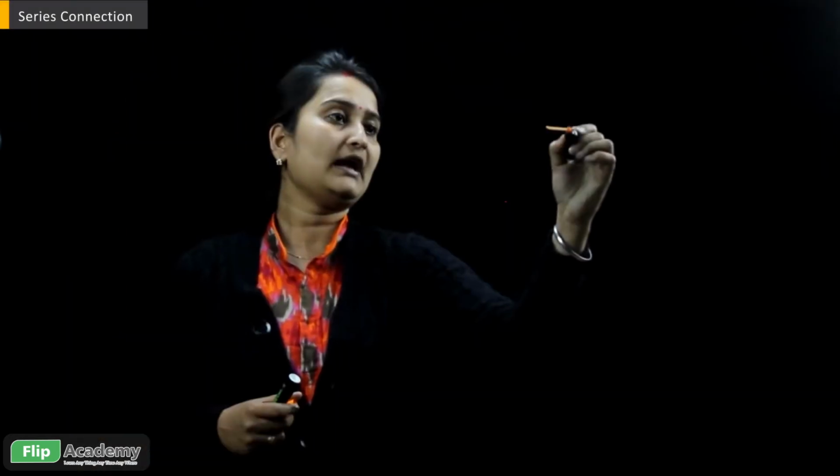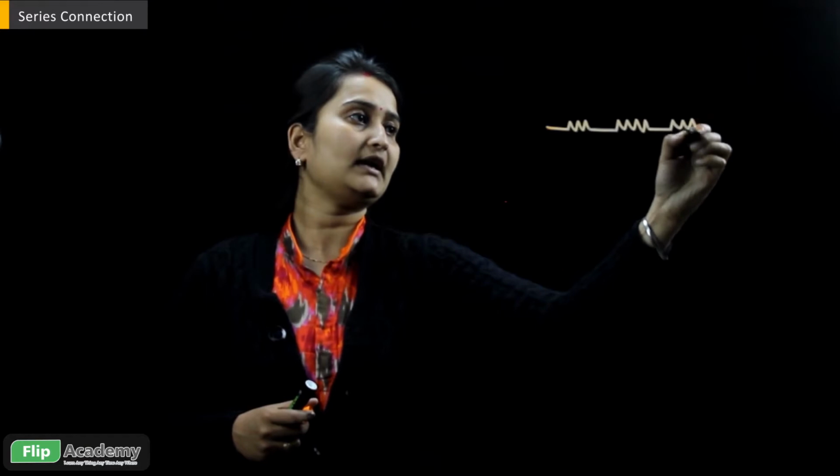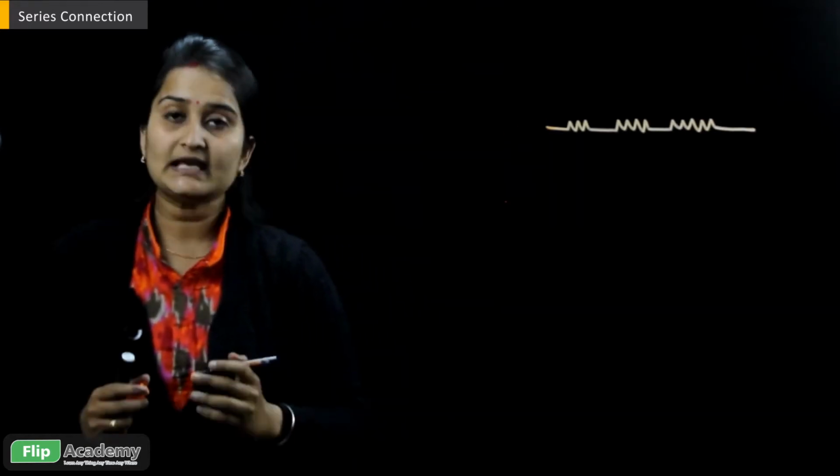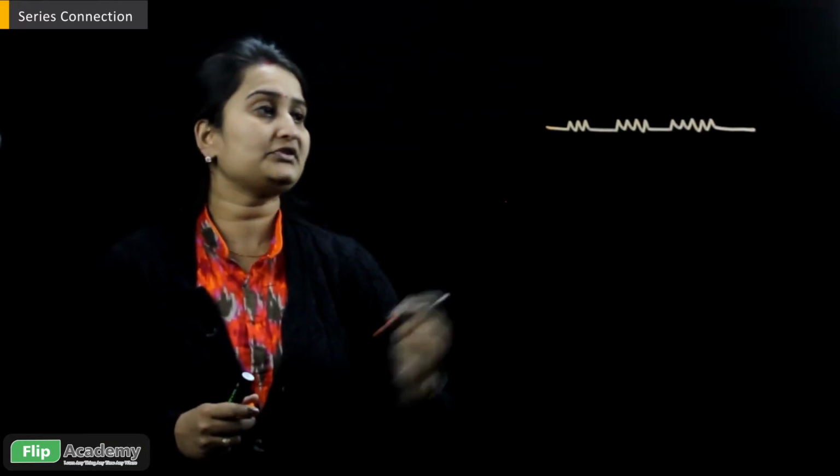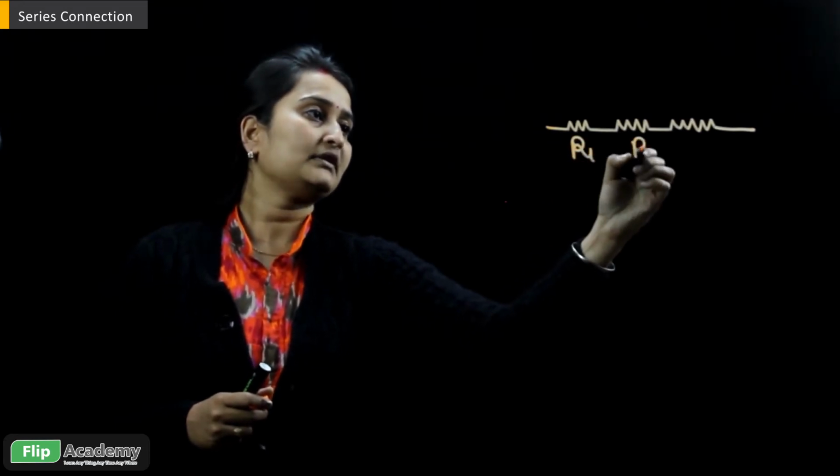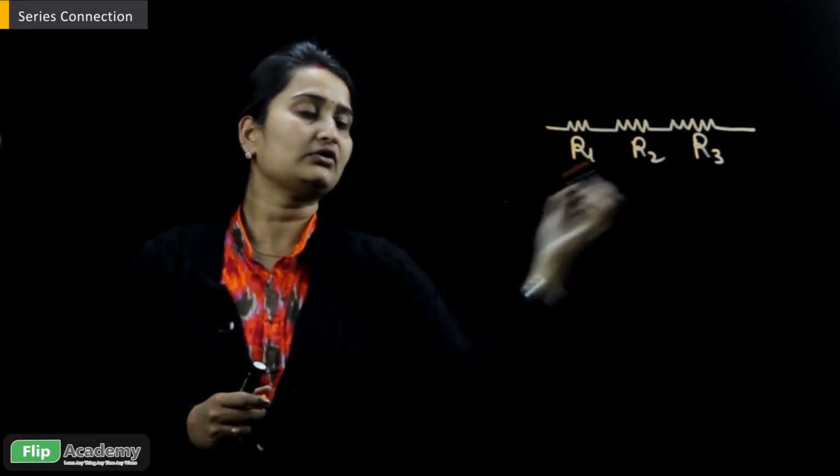Now let's first start with the combination of resistors in series. If you take 2 resistors, 3 resistors, or more, we have already studied how they are connected in series. There are some important points to consider when the connection is made in series. Let's start with it. Here we have taken 3 resistors and they are connected in series. Suppose this is R1, this is R2 and this is R3.